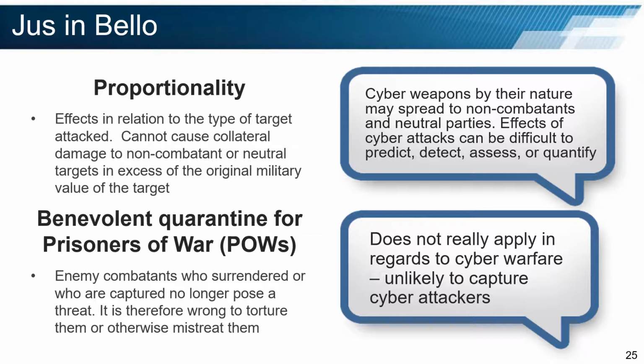Cyber weapons, by their nature, may spread to non-combatants or neutral parties. Effects of cyber attacks can be difficult to predict, detect, assess, or quantify. This implies that cyber weapons must be employed with great care given the potential for these weapons to spread to unintended systems and create unplanned second and third order effects.